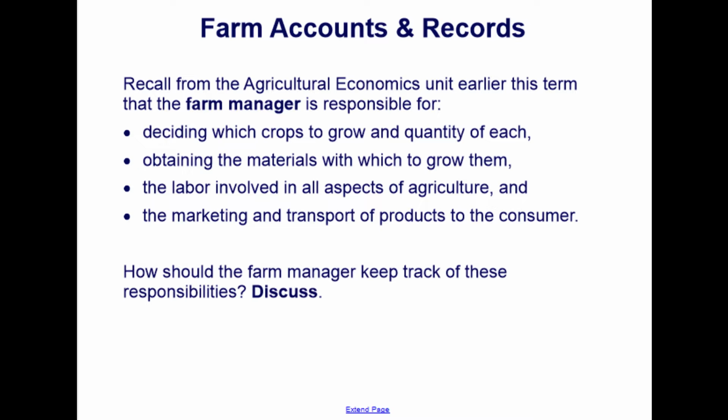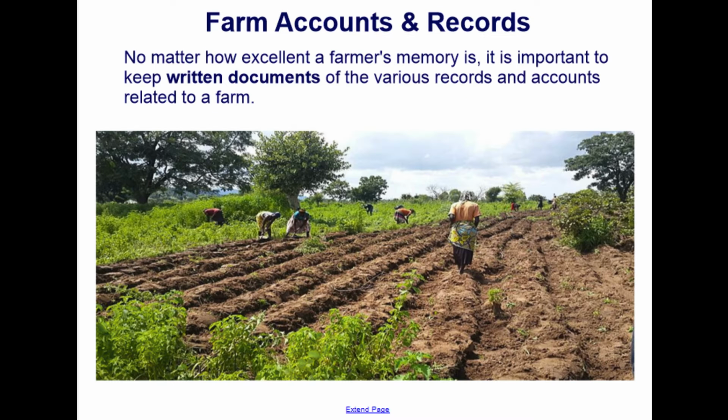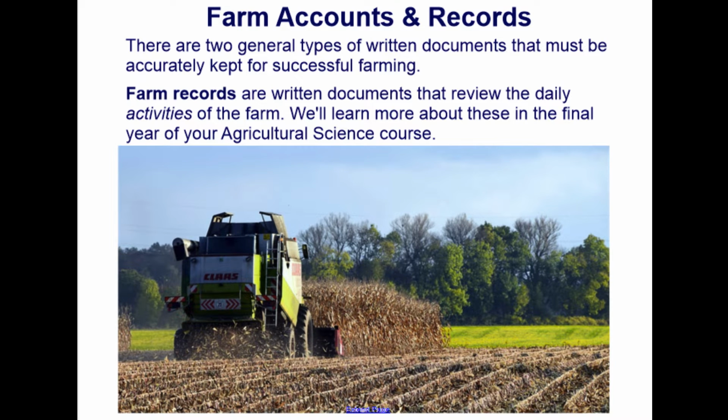How should the farm manager keep track of these responsibilities? Discuss. No matter how excellent a farmer's memory is, it is important to keep written documents of the various records and accounts related to the farm. There are two general types of written documents that must be accurately kept for successful farming. Farm records are written documents that review the daily activities of the farm. We'll learn more about these in the final year of your agricultural science course.